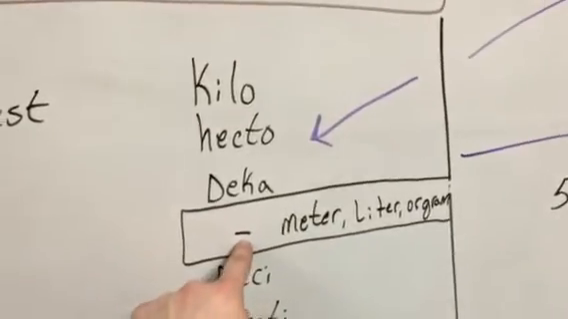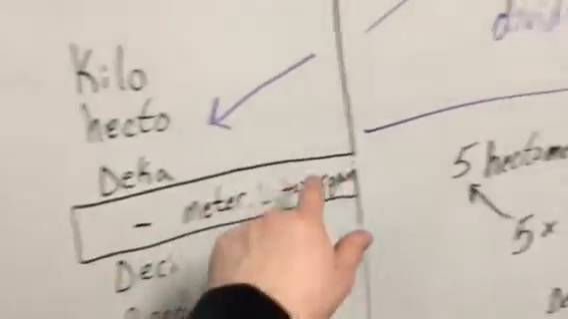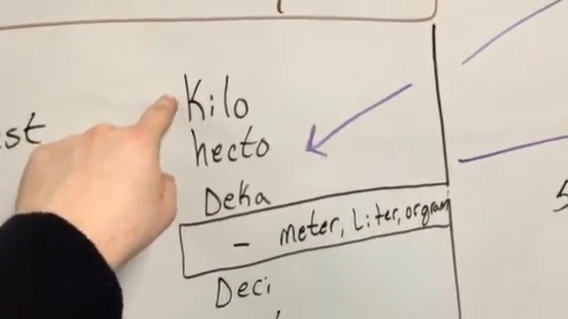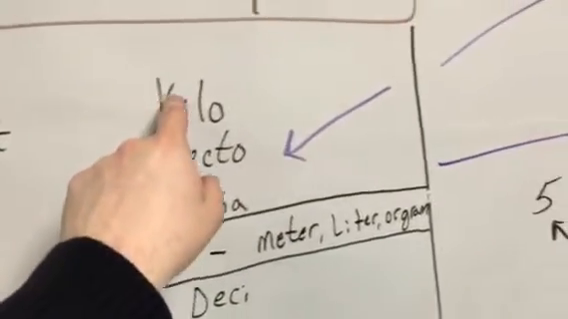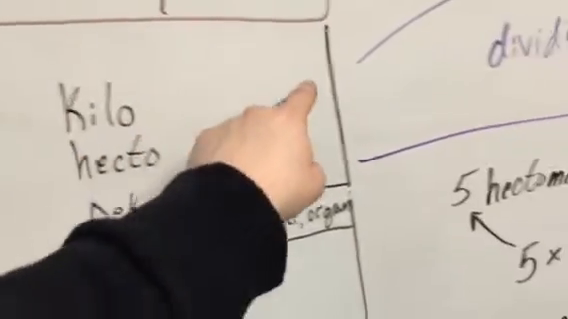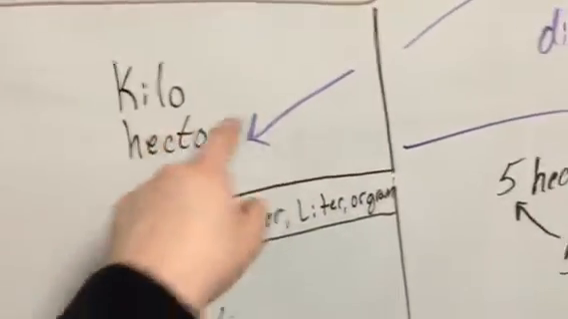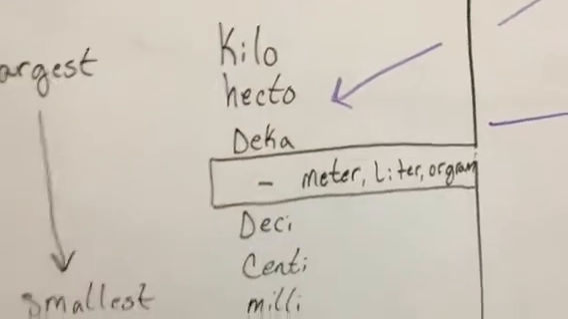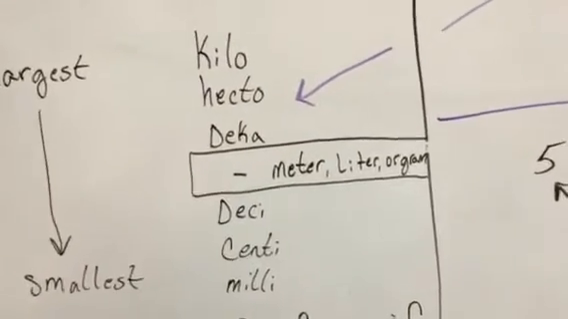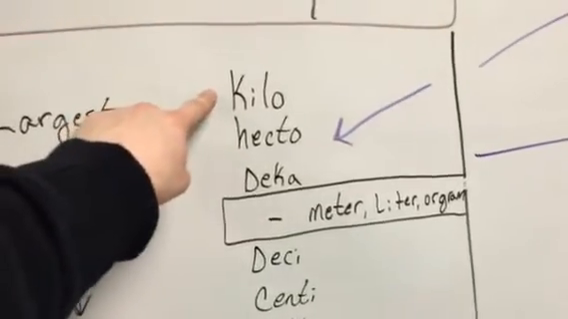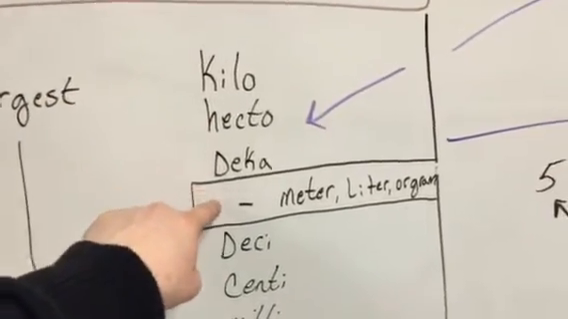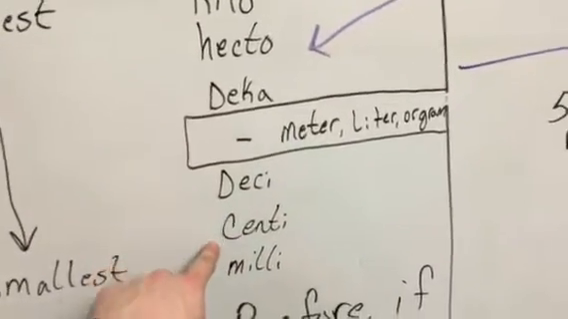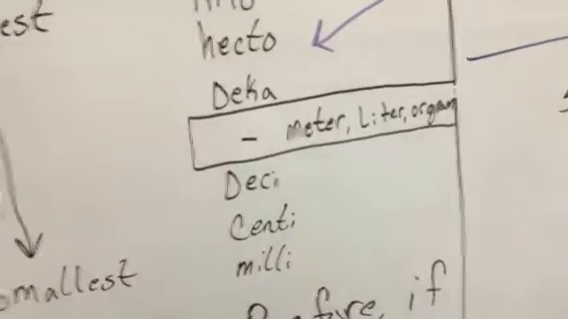So this little line right here means it could be meters, it could be liters, it could be grams. What I mean is kilo is a prefix. It could be kilometers, kiloliters, or kilograms. It could be hectometer, hectoliter, or hectogram. It's just a prefix. But if you can remember that it goes kilo, hecto, deca, then this is what we call your base unit, either meters, liters, or grams. Deci, centi, and milli.